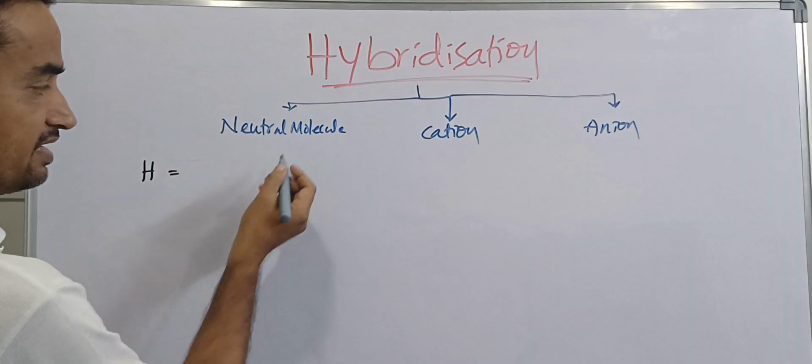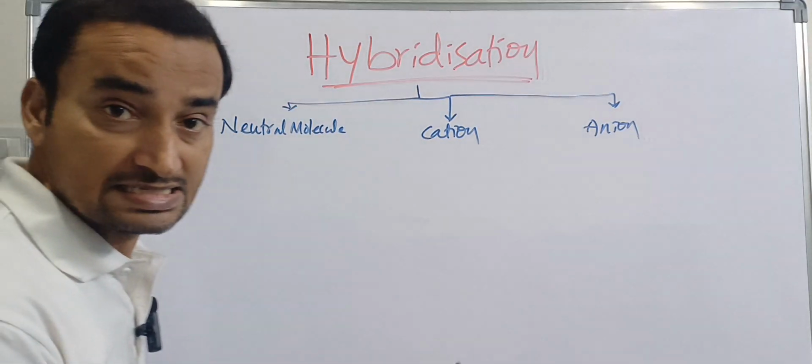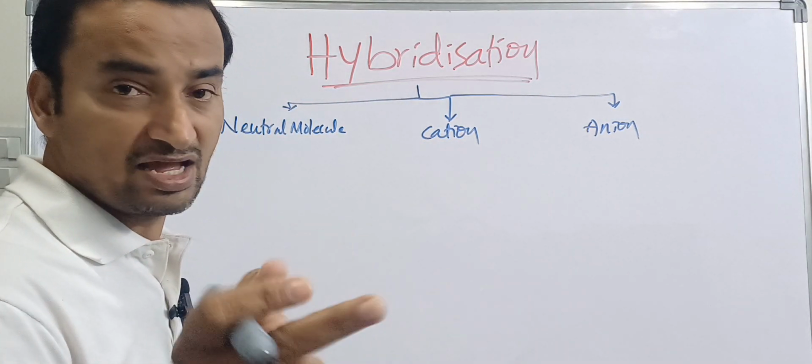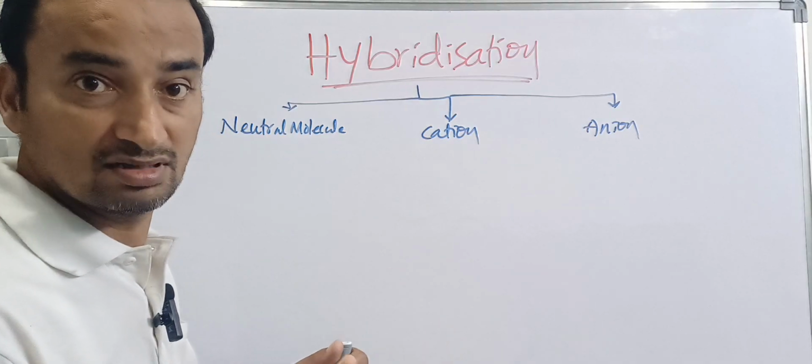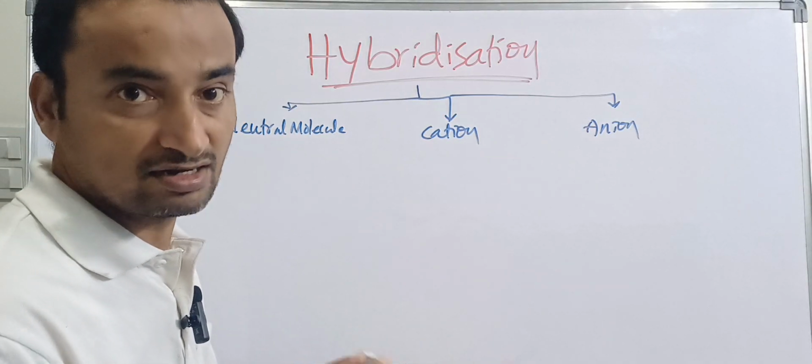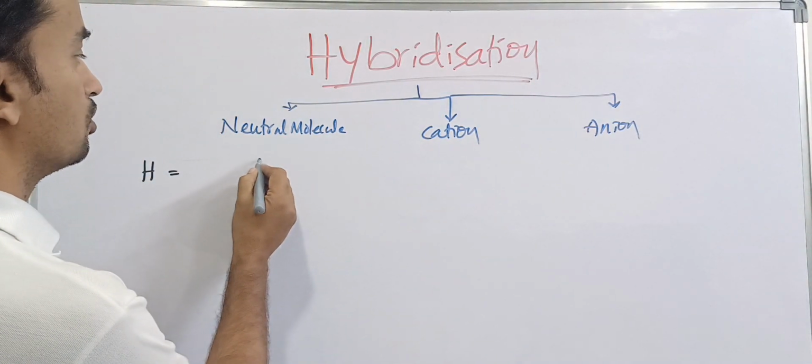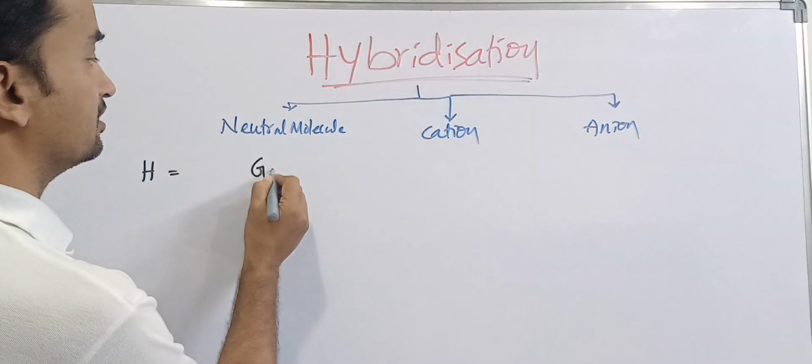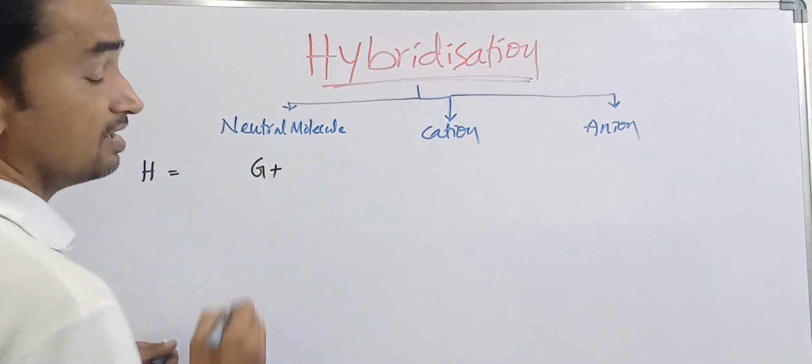So in a molecule, central atom will be there. That will be possessing some group number. It will be from one particular group. So here, group number of the central atom plus.